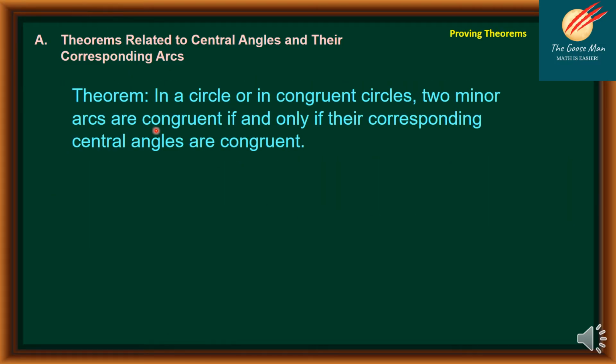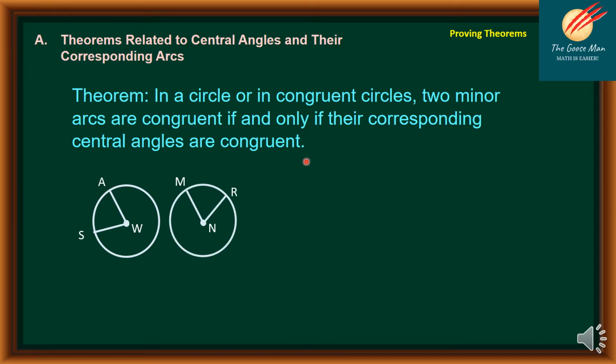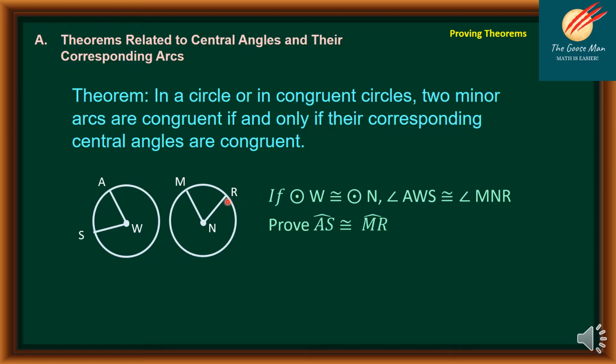So let's move on to the theorem. In a circle or in congruent circles, two minor arcs are congruent if and only if the corresponding central angles are congruent. Let's consider this again, circle W and circle N. If circle W is congruent to circle N, and angle AWS is congruent to angle MNR, it follows that we want to prove that arc AS is congruent to arc MR.